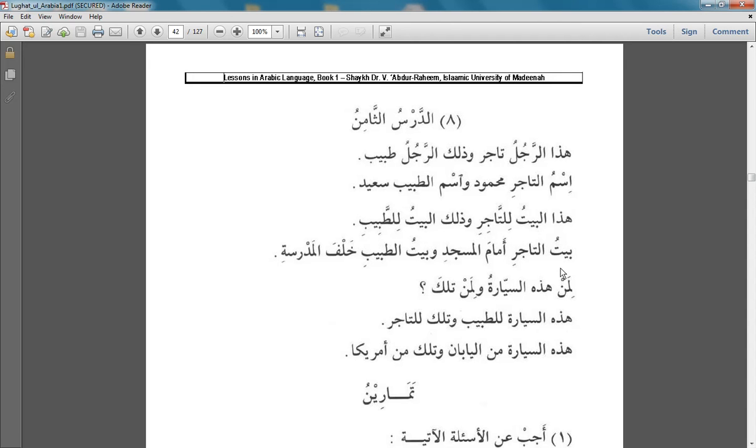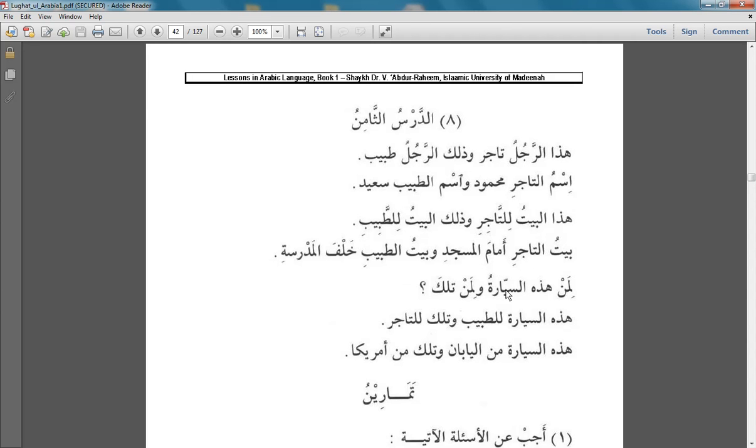بيت التاجر أمام المسجد. The trader's house is in front of the masjid. وبيت الطبيب خلف المدرسة, is behind the school. So here amama, it has a fatha because it is showing position, and also khalfa, which means behind, it's showing position, therefore it has fatha. And al-madrasati, al-masjidi, they are both majroor because they are mudaf ilayh. They both have kasra because they are mudaf ilayh. So the trader's house is in front of the masjid, and the doctor's house is behind the school.